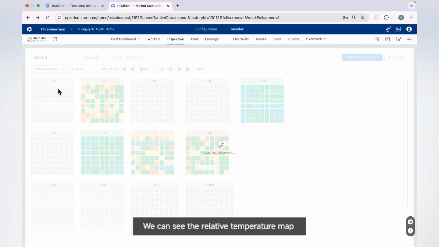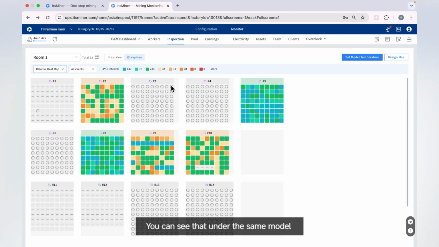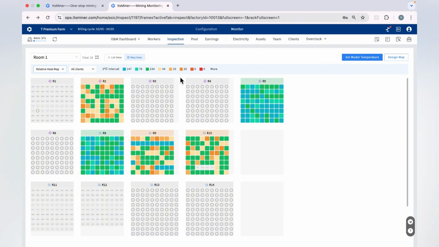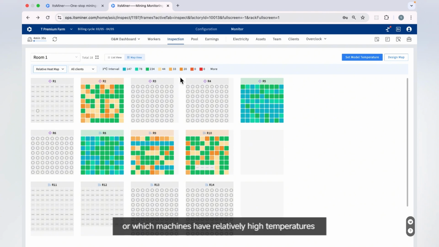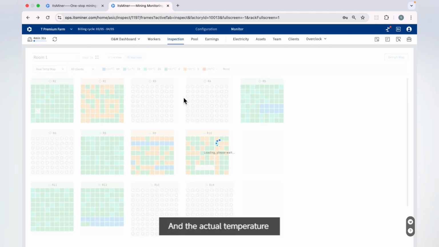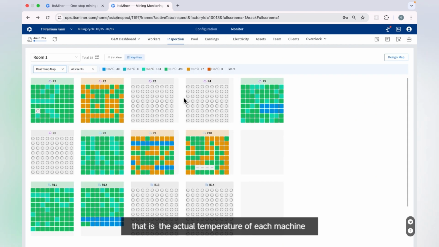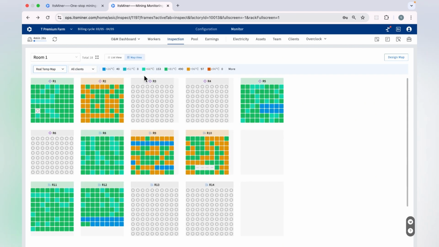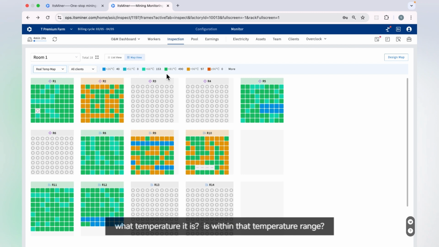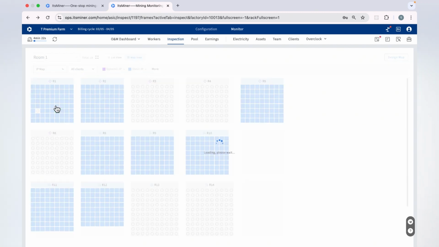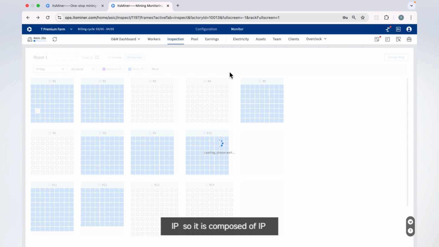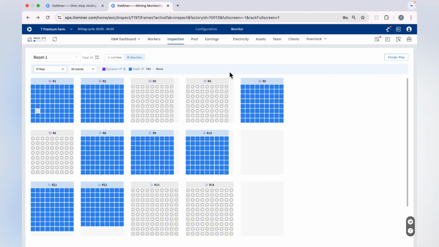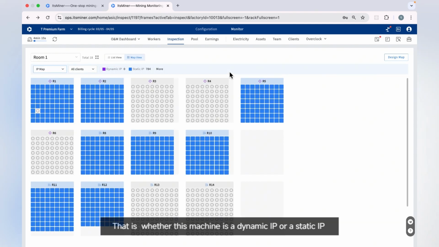We can see the relative temperature map. You can see that under the same model, which regions or which machines have relatively high temperatures, and the actual temperature of each machine, what temperature it is within that temperature range. Then there is the IP layer, that is, whether this machine is a dynamic IP or a static IP.